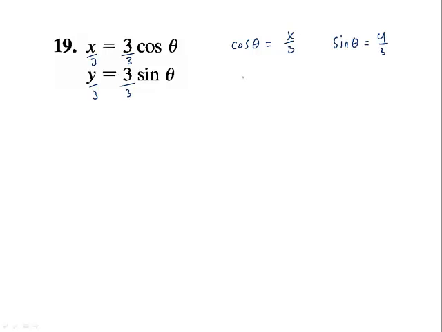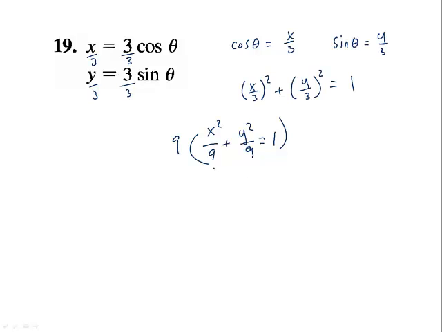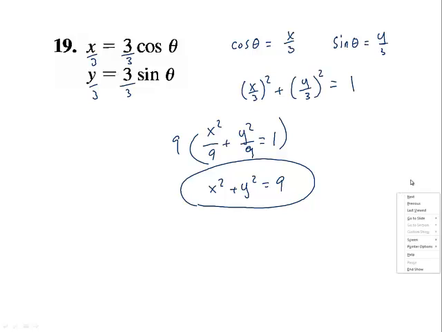And I know that cosine squared plus sine squared is equal to 1. That means that x squared over 9 plus y squared over 9 is equal to 1. And I recognize that this is a circle, so I'm going to multiply through by 9. And that will cancel these, so I'll get x squared plus y squared is equal to 9, and that's my circle. Okay, all right.